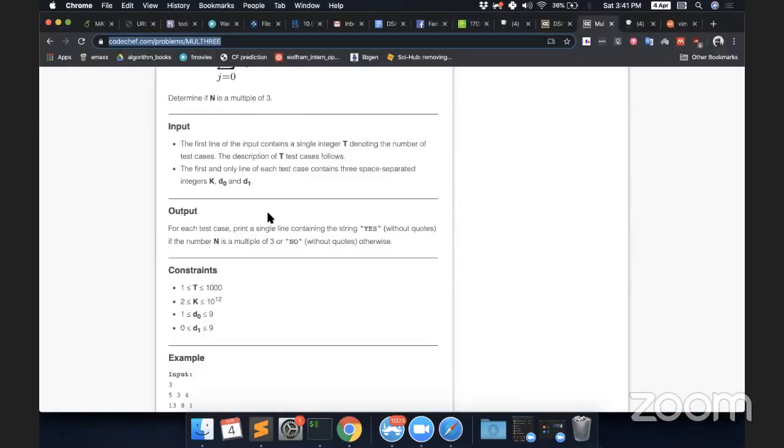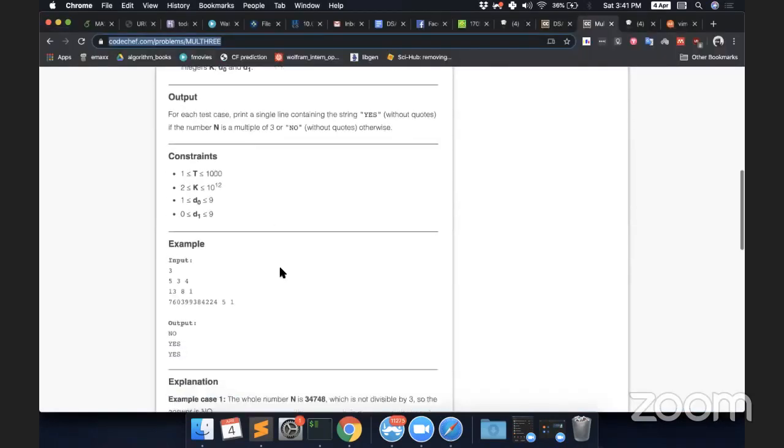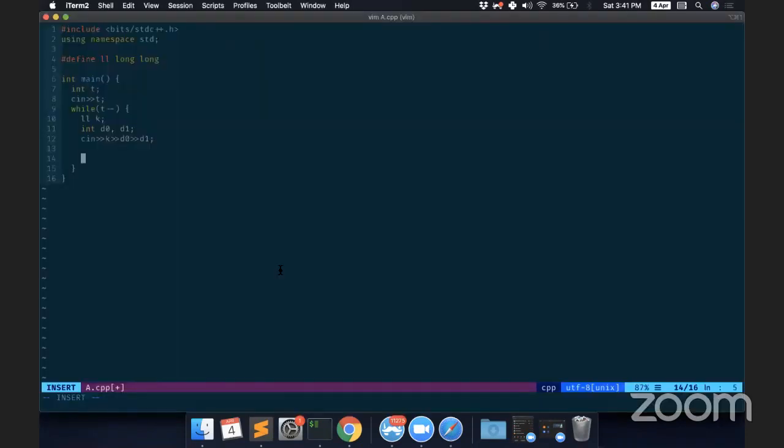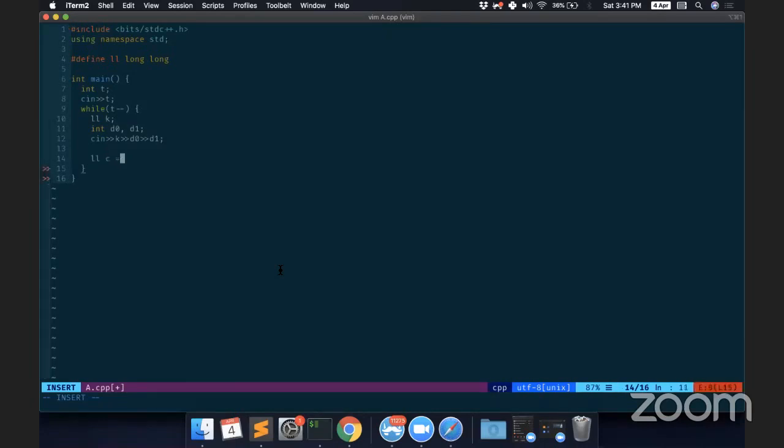So hash define is basically used as a shortcut to avoid writing long long again. And then we can say long long cycles. So C, which was our sum basically. Okay, first let's create int S equals D0 plus D1. Then say cycle sum was 2 times S mod 10 plus 4 times S mod 10 plus 8 times S mod 10 plus 6 times S mod 10.